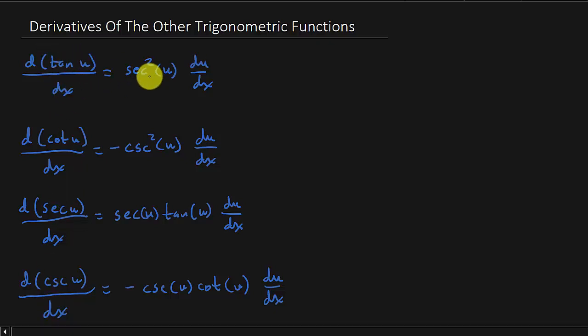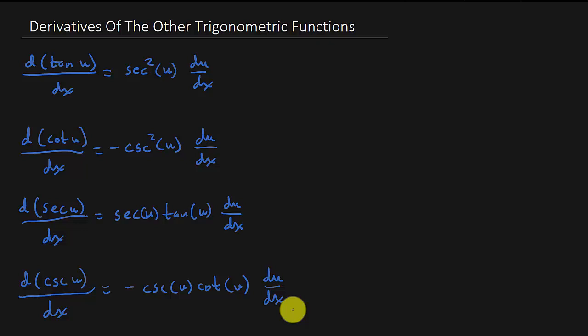The derivative of tangent is secant squared. The derivative of cotangent is negative cosecant squared. The derivative of secant is secant tangent. The derivative of cosecant is negative cosecant cotangent. You've got to remember these, but also remember that each one is times the derivative of whatever you're taking the tangent, cotangent, secant, or cosecant of. In other words, the derivative of tangent u is secant squared u times the derivative of u. That's the same for each one of them. You've got to multiply by the derivative of whatever that angle is.